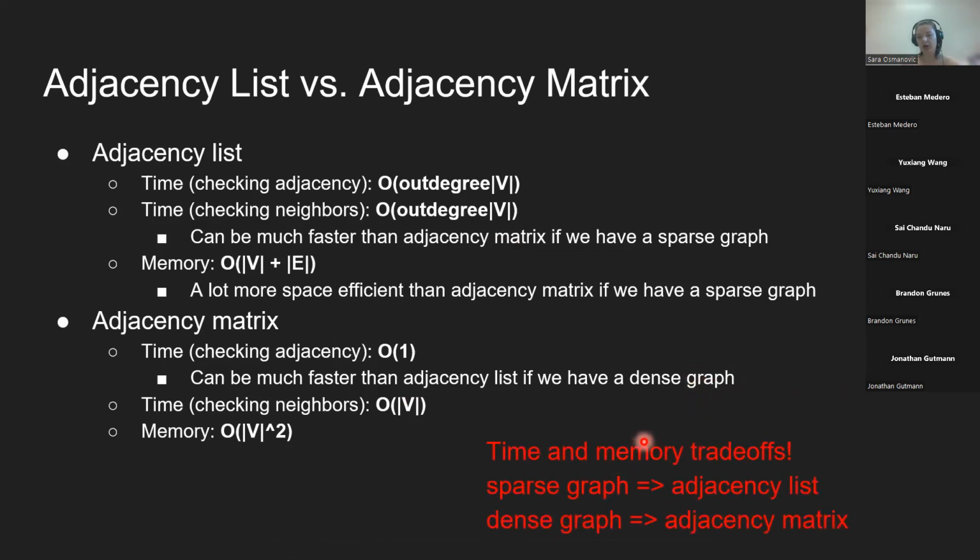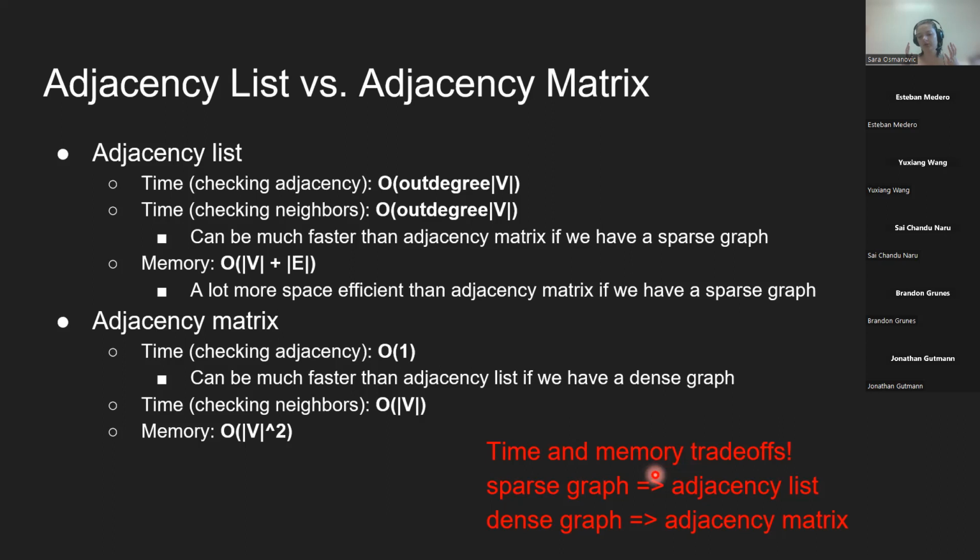Time and memory trade-offs. So you have to really think about what kind of application you are building. A sparse graph will obviously have an adjacency list as an implementation. A dense graph would have a matrix, and you really have to think about what you're building.